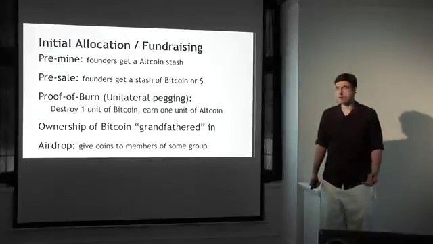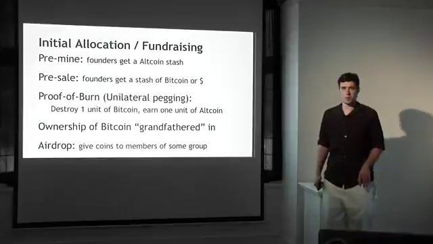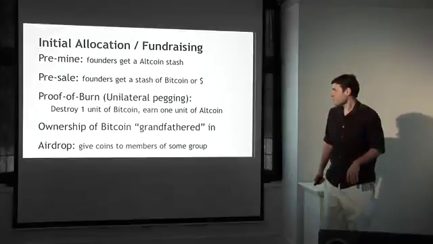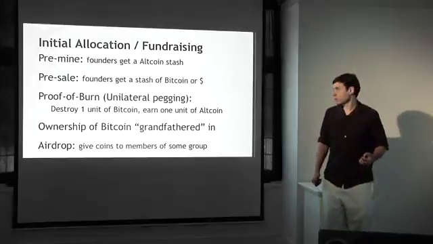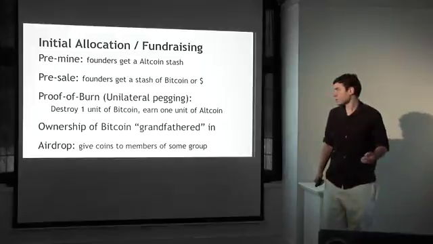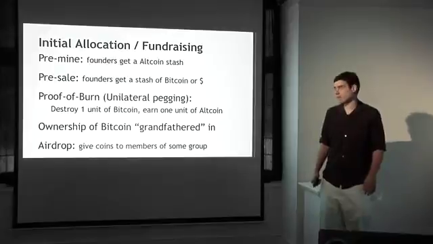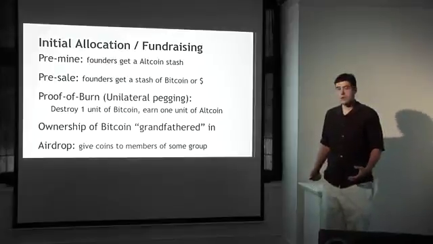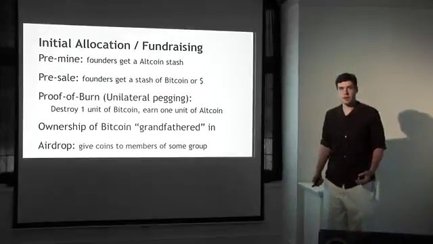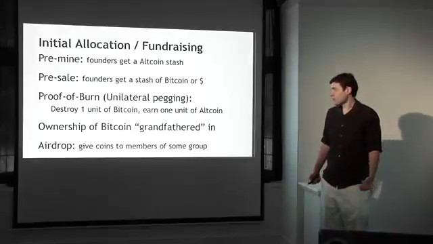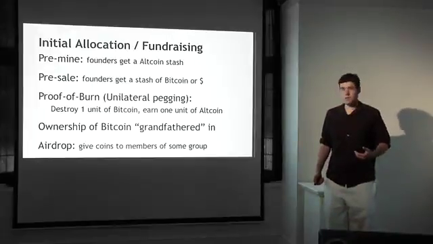Another interesting way of getting an initial set of stakeholders in your altcoin is called proof of burn. Otherwise, this is called unilateral pegging. The way that this works is that a user who destroys 1 unit of Bitcoin that they own earns 1 unit of the currency in your altcoin. Now, this is intended to have the effect that whoever ends up holding an altcoin believes that it's at least worth as much as the value of the Bitcoin that they destroyed in order to get it.